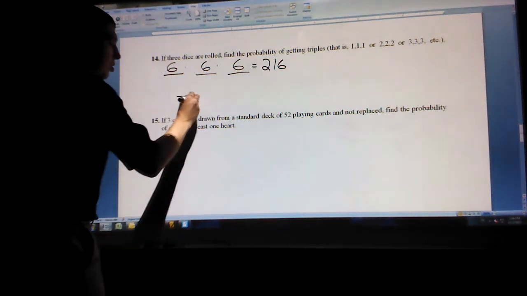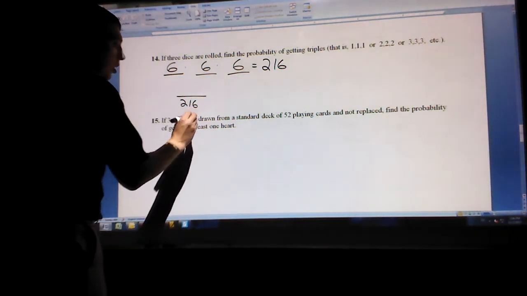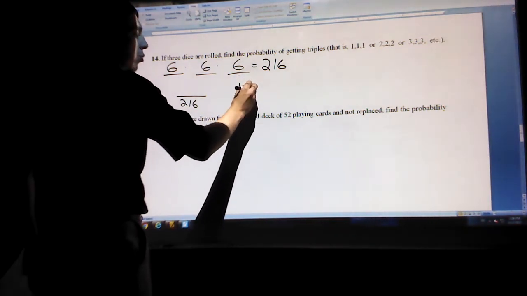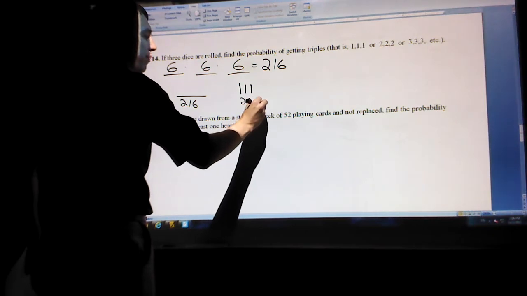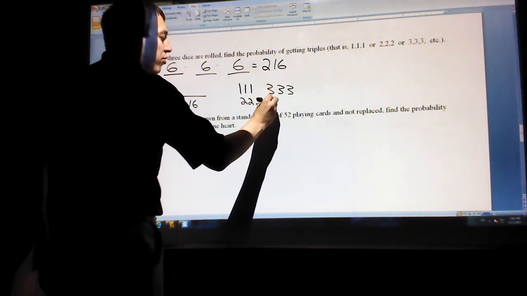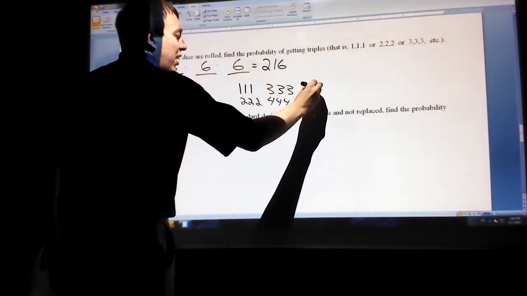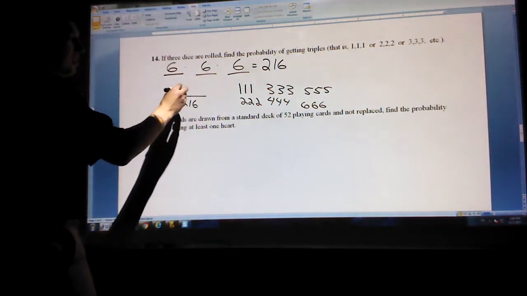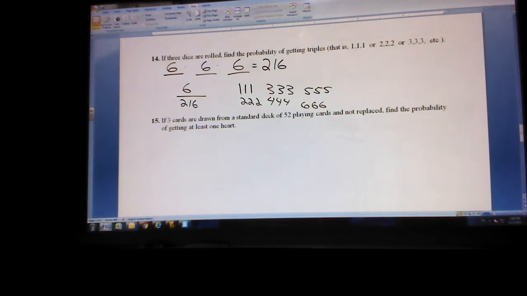That is our denominator, 216. Now I'm going to list the triples. 111, 222, 333, 444, 555, 666, and that is it. 6 out of 216.